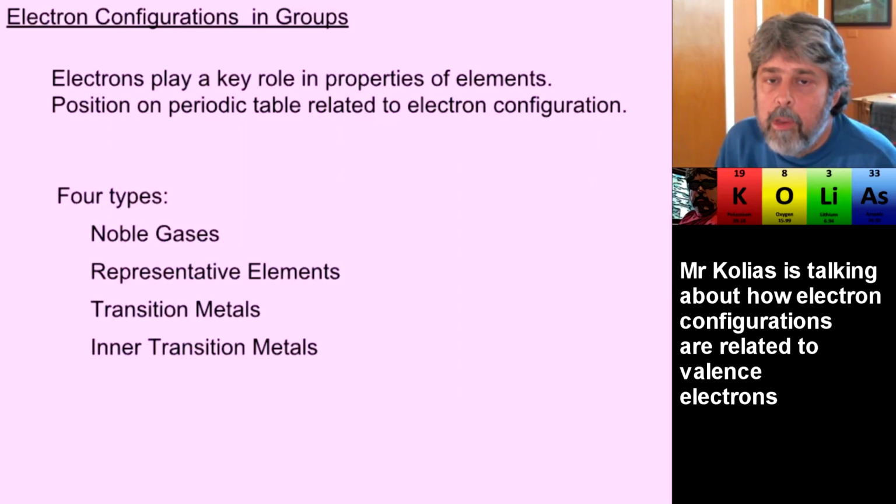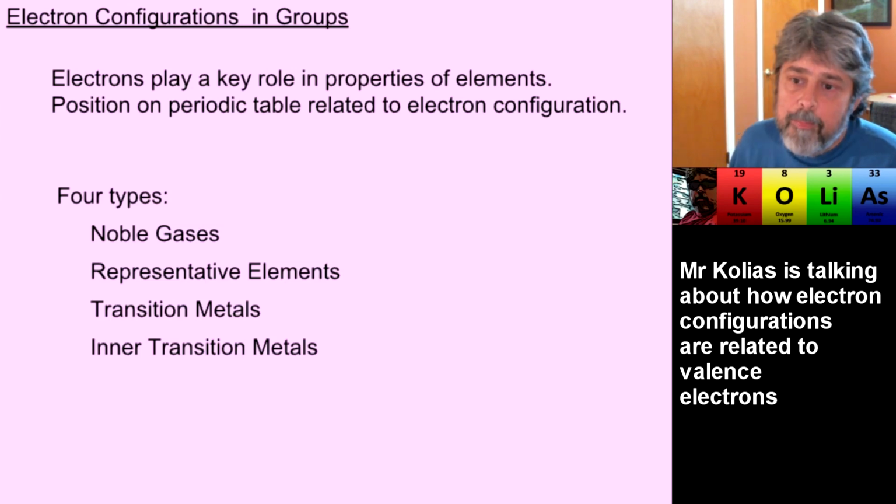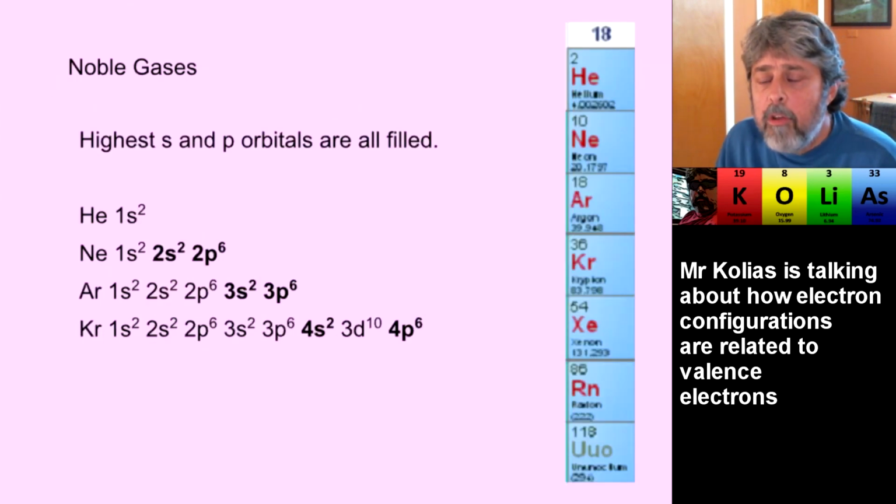Okay, so one of the reasons elements are classified the way they are is because of their electron configurations in the various groups. Remember, the groups are the columns that run up and down on the periodic table vertically. There are 4 types of basic ones that we'll talk about: the noble gases, representative elements, transition metals, and the inner transition metals. The noble gases we've already talked about. Those are all the elements in group 18.